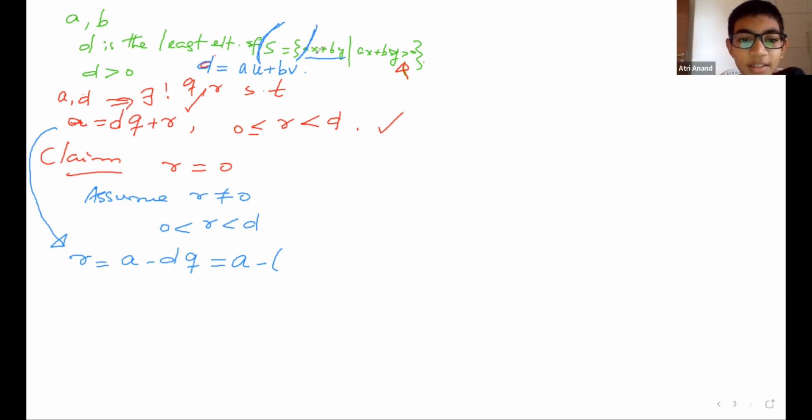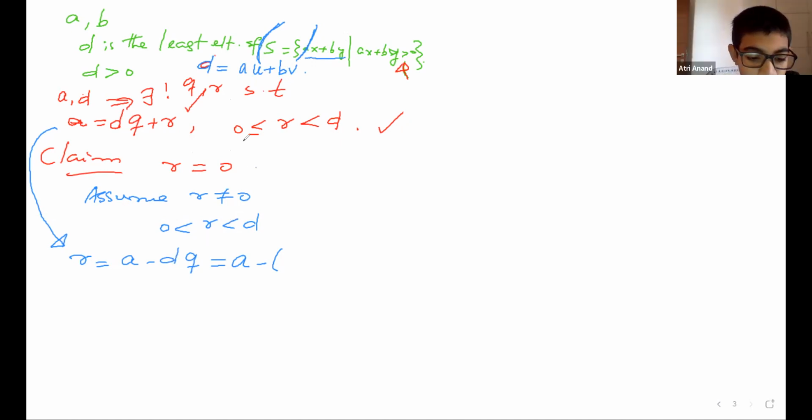We did this for R last time, right? D is the particular smallest value of element, and we put these two. And then for R, sir, what is that calculation for R? You made a claim that R is equal to 0, and you're assuming that it's not 0. Yes, I made a claim. I am trying to prove it.